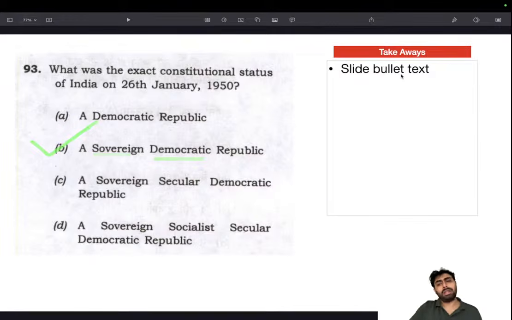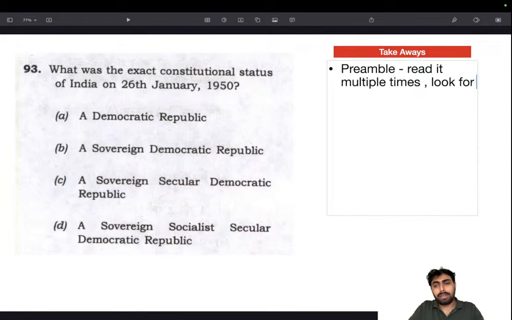That's it. Takeaway: preamble. Learn about it. Read it multiple times. Look for keywords and solve questions. Preamble is very rewarding. It's a small portion. Just read it and have an idea about it, and it can really help you. So investing time on the preamble is not a waste, but not at the cost of fundamental rights, DPSP, fundamental duty. First prioritize fundamental rights, then DPSP, then fundamental duty, then preamble.